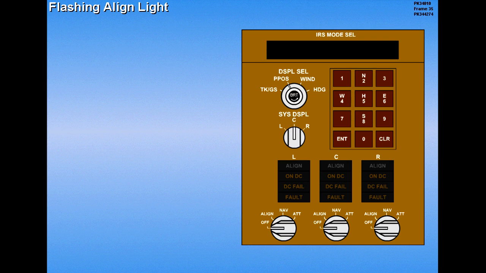After the align lights have been extinguished, move the IRS mode selector to nav and re-enter present position. Now click on the mode selectors to move them back to the nav position. This will initiate a complete 10-minute alignment cycle.